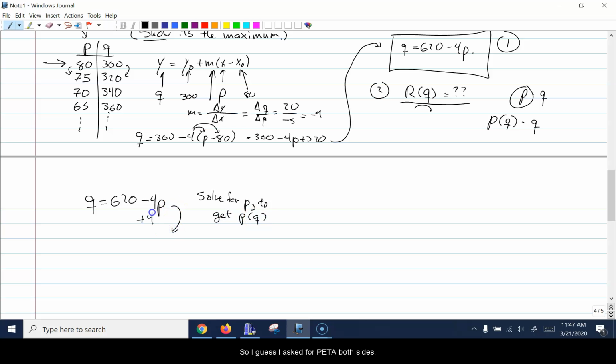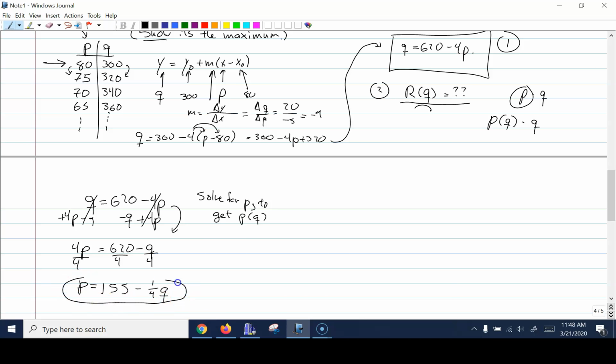So I guess I add 4p to both sides. I guess I'll subtract q from both sides, so I get 4p equals 620 minus q, divide both sides by 4. We could make this one big fraction on the right, but life will be better if we have it separate. That gives me p equals 155 minus 1/4 q. Here's our formula for p.